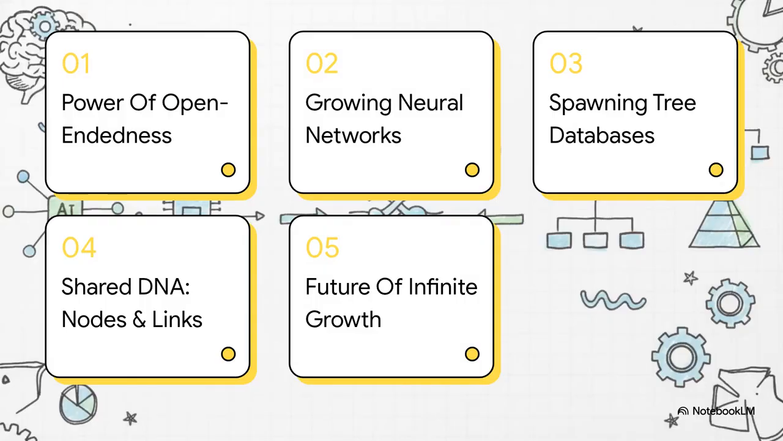To connect these seemingly unrelated worlds, here is our roadmap. 1. The power of open-endedness. 2. Growing complex neural networks. 3. Spawning dynamic tree databases. 4. Shared DNA, nodes and links. And 5. The future of infinite growth.